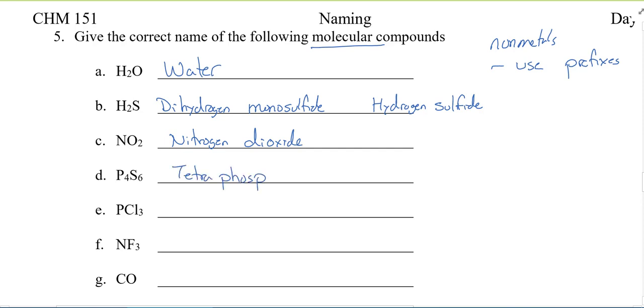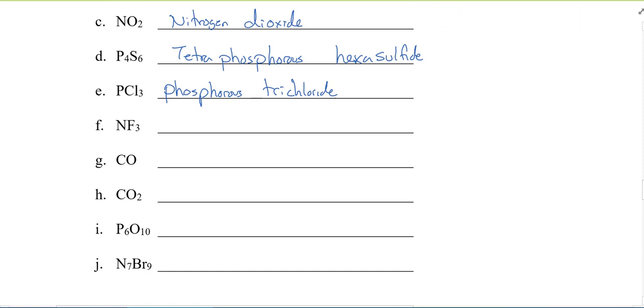phosphorus. 6 would be hexa sulfide. PCl3, phosphorus trichloride. F, nitrogen trifluoride. G is carbon monoxide.